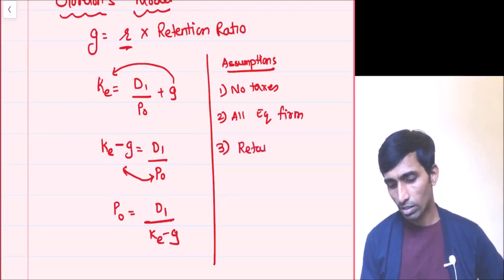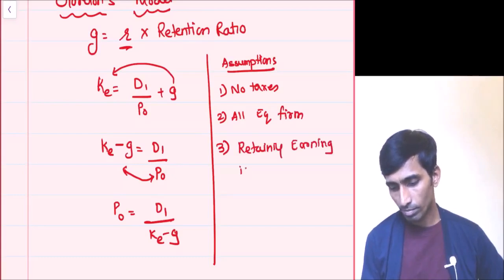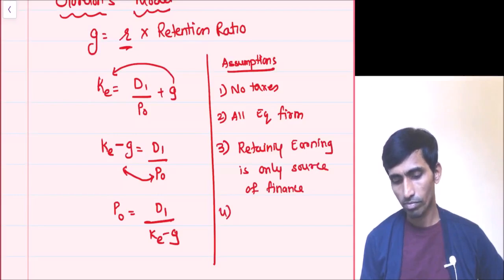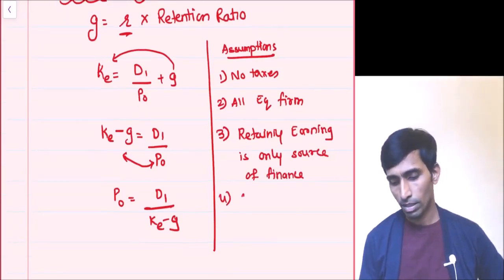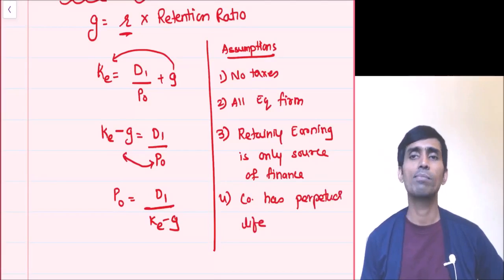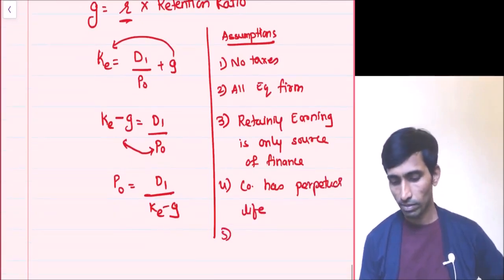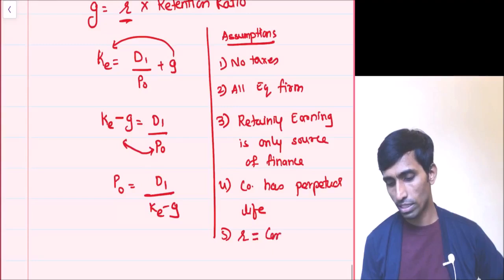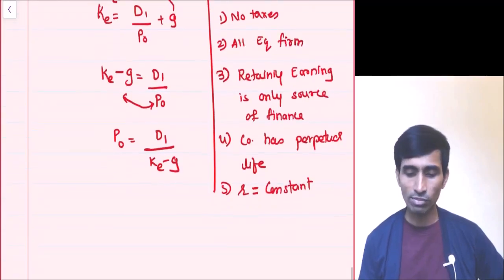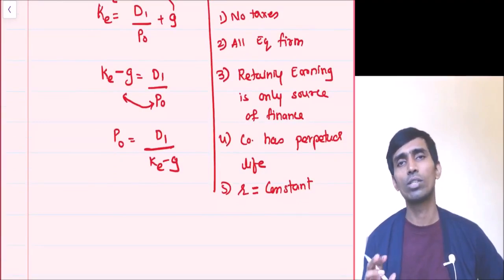Retained earning is the only source of finance. Company has perpetual life. These are the assumptions. R is constant. R is constant, that is return on investment. You know that it is constant. Constantly, whatever figure you have, the same earnings you will earn every year. These are assumptions.